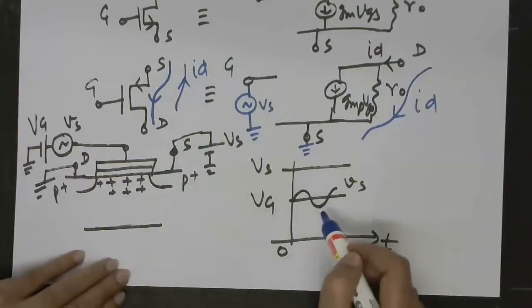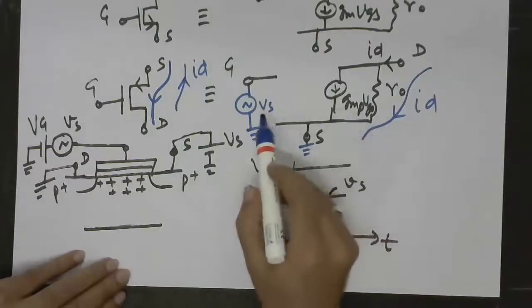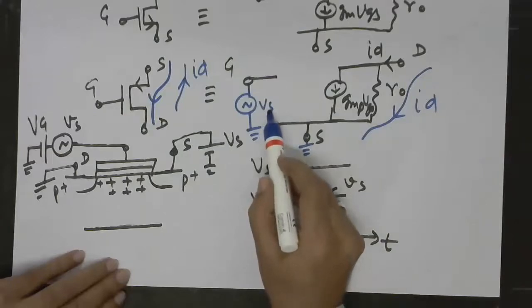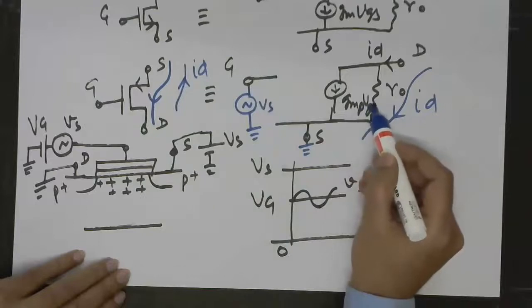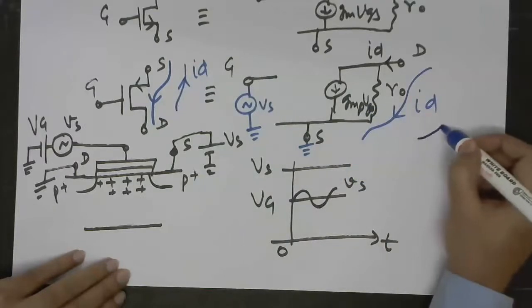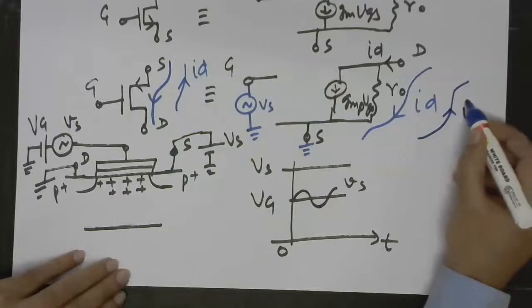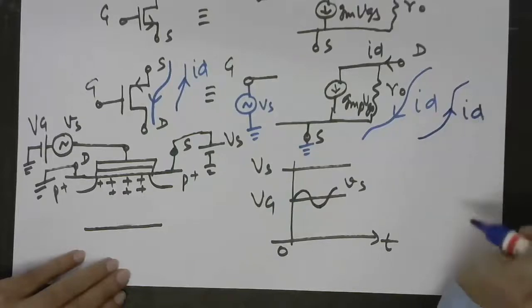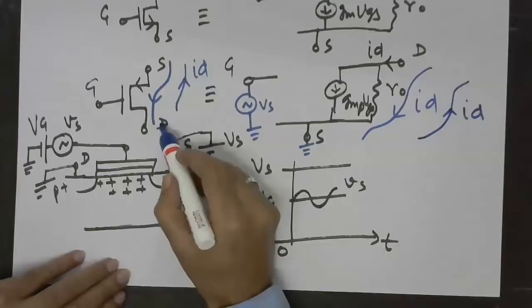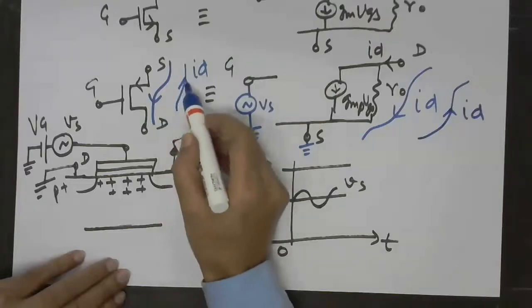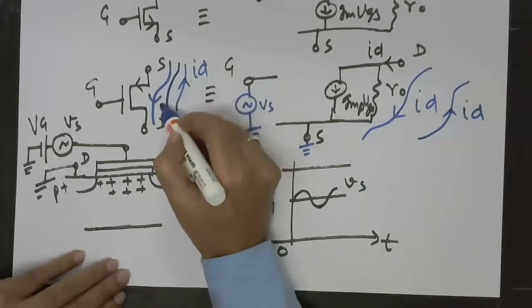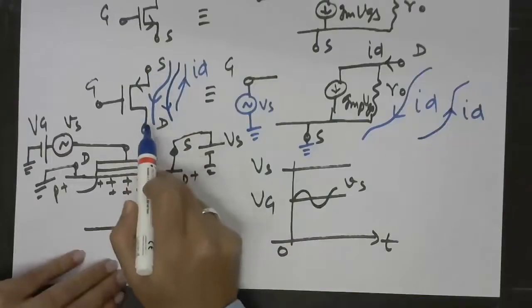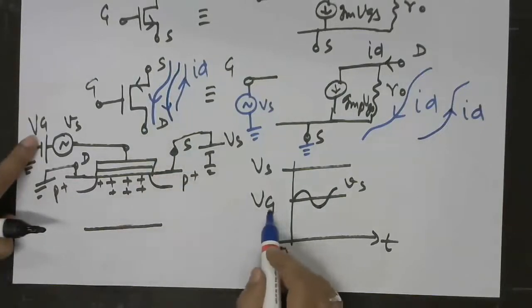So there will be more current from source to drain, right? So this model now says that Vs is negative. Vs is negative, so there will be negative gm VGS. That means now there will be net time varying current flowing from source to drain. So now in this case, there will be time varying current which will be flowing from source to drain. And we already have a DC current from source to drain because of the VG.